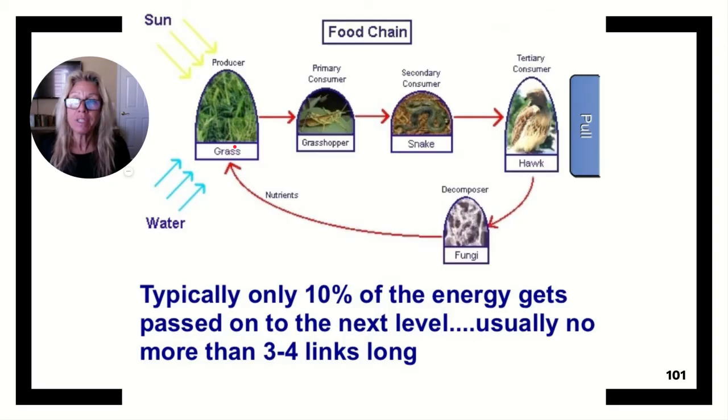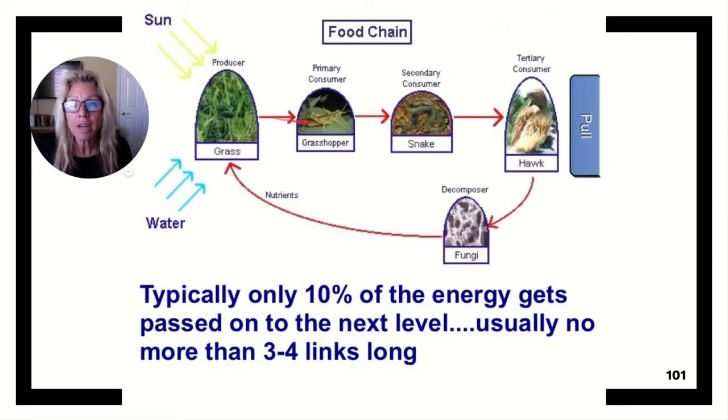So you can see a single food chain here just for the purposes of simplicity. So here's your producer, primary consumer, secondary consumer, tertiary consumer. What I don't like about this picture is it looks like the fungi only breaks down the hawk. In reality, in this model, they should have drawn a line from the snake and the grasshopper and the grass all to the decomposer because it's always going to return it, right?